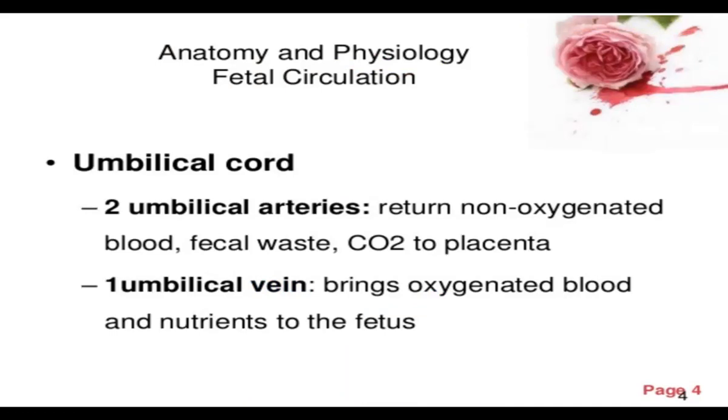So remember, all the arteries carry oxygenated blood except the pulmonary arteries and the umbilical arteries. Umbilical arteries carry deoxygenated blood, while the umbilical vein carries oxygenated blood. Again, there is another exception for this, that is the pulmonary arteries and pulmonary veins. The pulmonary arteries carry deoxygenated blood, while the pulmonary veins carry oxygenated blood. So that is the basic function of the fetal circulation.